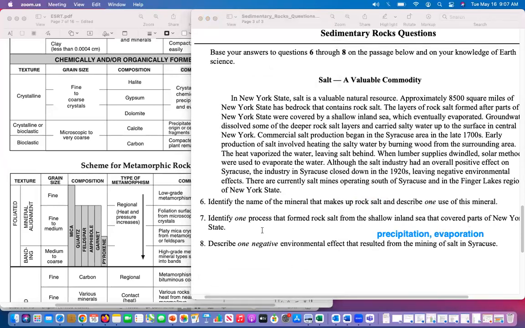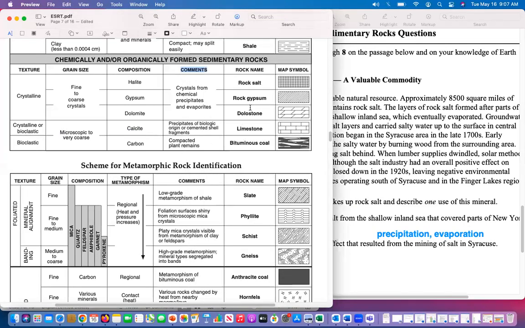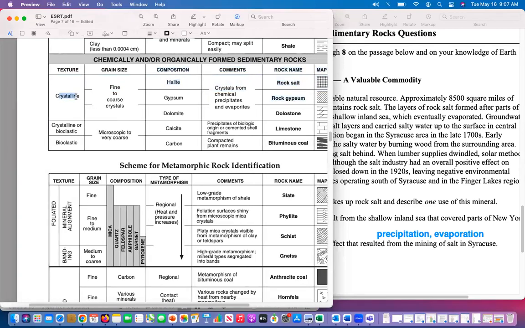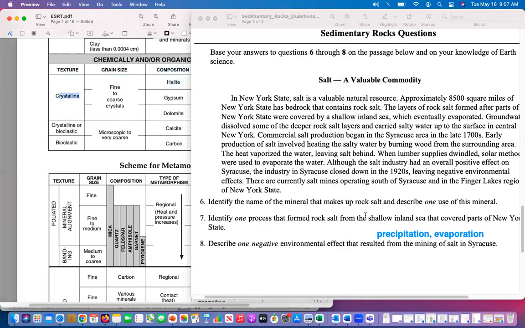And then the other thing I could have added, because it's a crystalline rock, right? Rock salt is a crystalline rock right here. And we know crystalline rocks are formed from the evaporation of seawater. So crystalline rocks, you could have even said, go through the process of crystallization. Any one of these 3 processes would have been fine. All right.